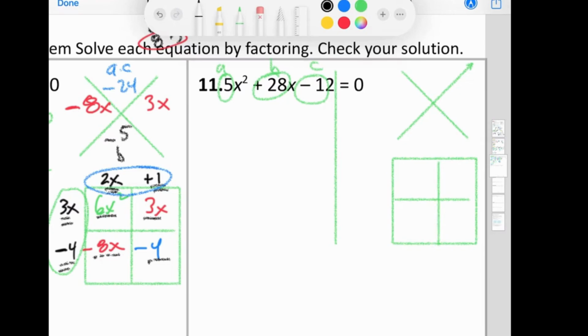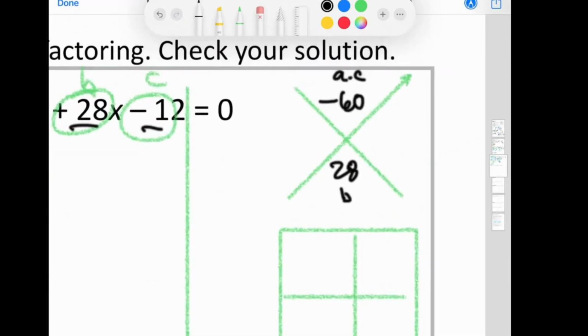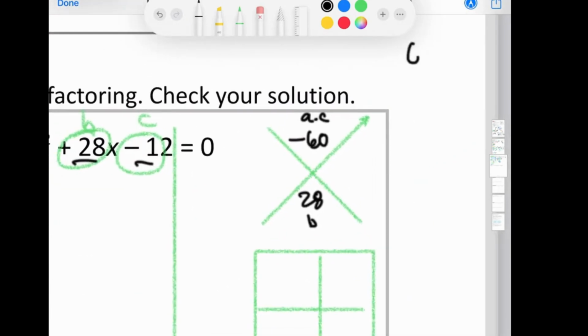It might be helpful for you to always write up the letters. A times C, so 5 times negative 12 is negative 60. My B value is 28. Alright, we need to think of numbers or factors of 60. So you'll notice I have the larger numbers on the left. I like to count down, so 3 and 20, 4 and 15, 5 and 12, 6 and 10. Okay, do any of those help us? They do not.